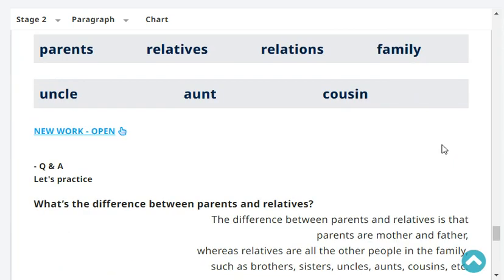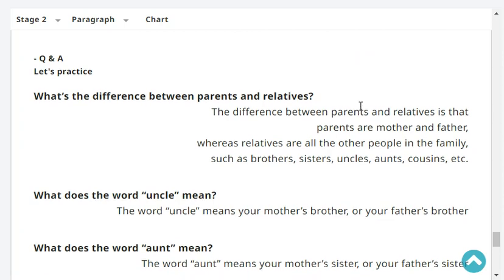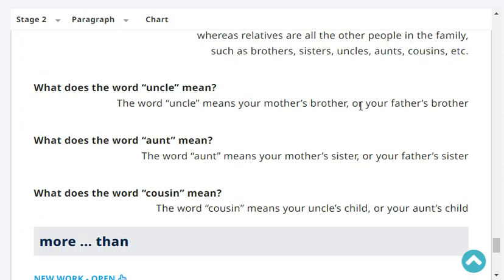What's the difference between parents and relatives? The difference between parents and relatives is that parents are mother and father, whereas relatives are all the other people in the family, such as brothers, sisters, uncles, aunts, cousins, etc. Very good.